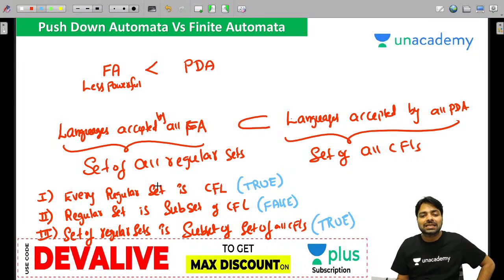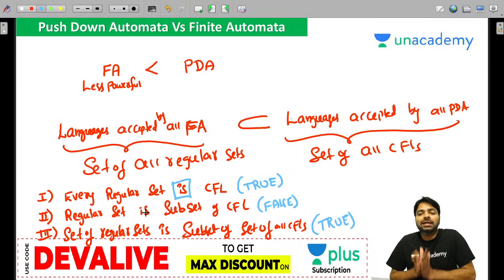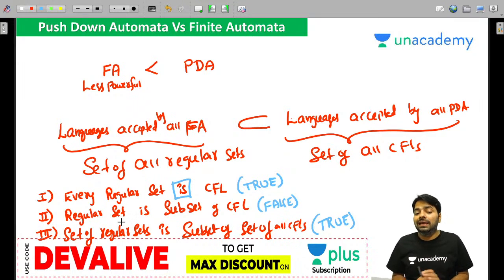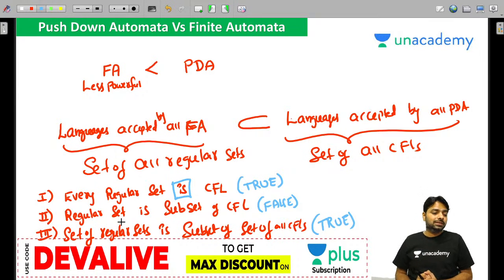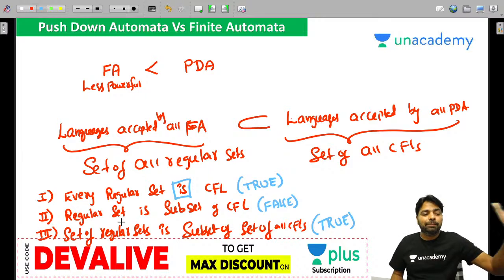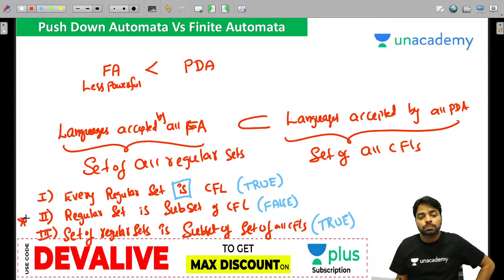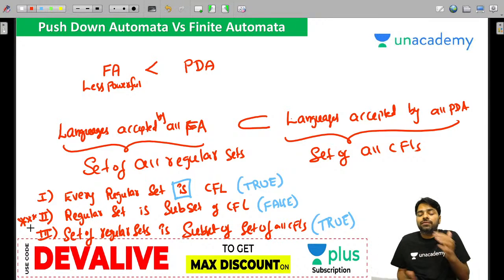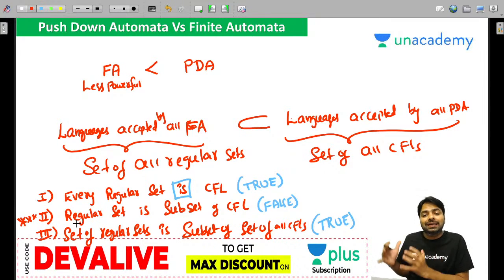The "is" is different from "subset". If every regular is a context free, it doesn't mean that regular is a subset of CFL. Regular need not be a subset of CFL. Remember that. Okay, these are the few points that you need to remember in the beginning of this chapter. The first statement, the second statement, many people make mistakes. Regular set need not be a subset of CFL. Remember that. You will understand slowly.